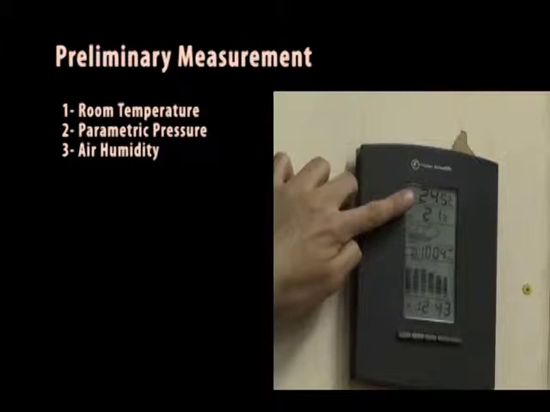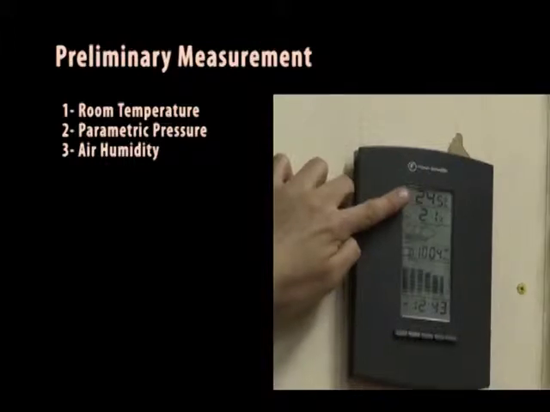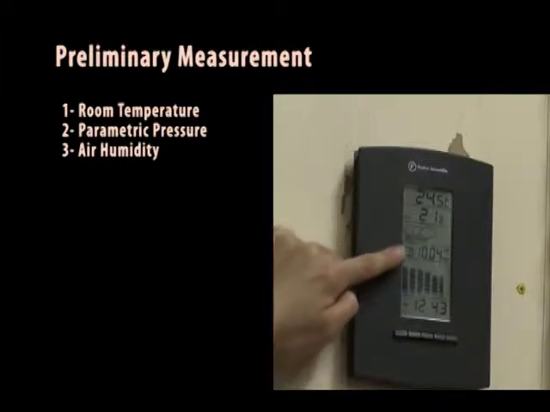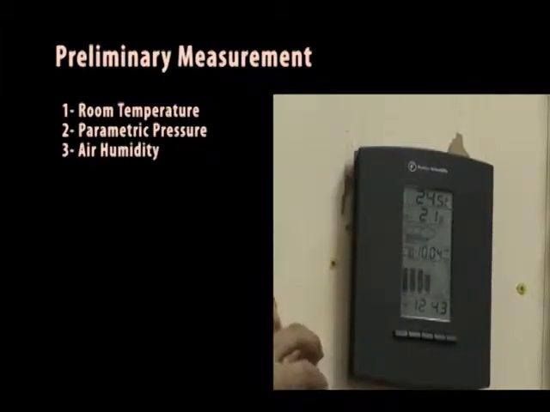Preliminary measurements. Before starting testing the different models, several preliminary measurements should be done to gather the required data to calculate the air density. These measurements are the room temperature, the barometric pressure, and air relative humidity. These data can be taken from the digital weather station installed in the lab.